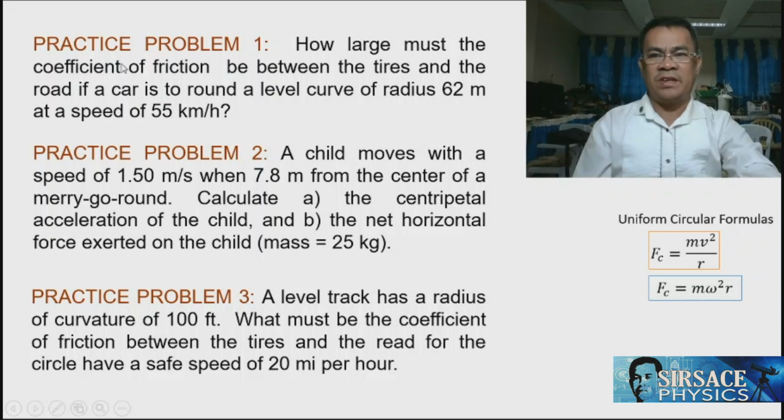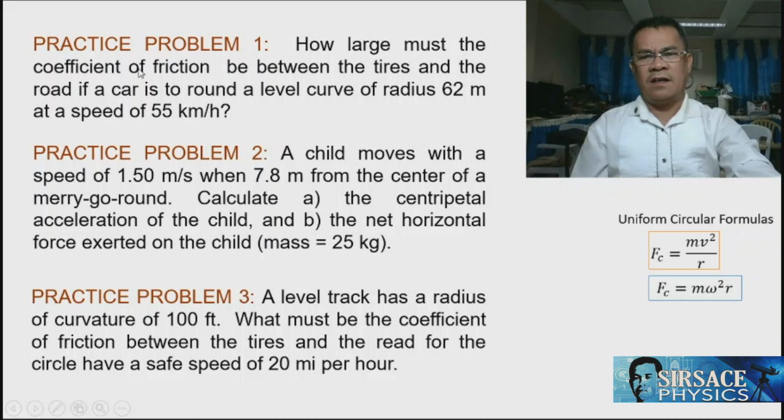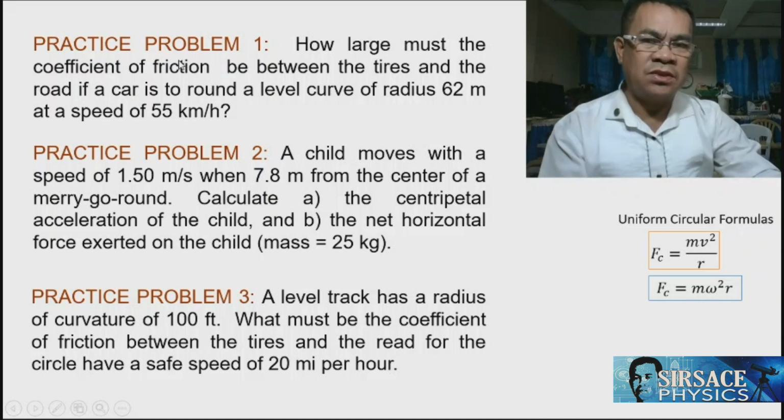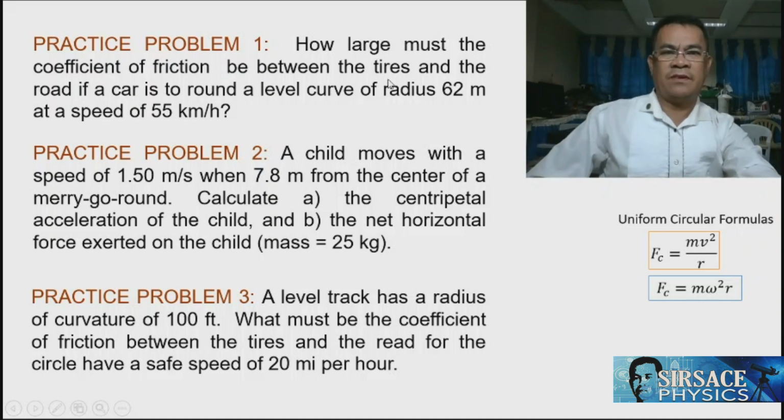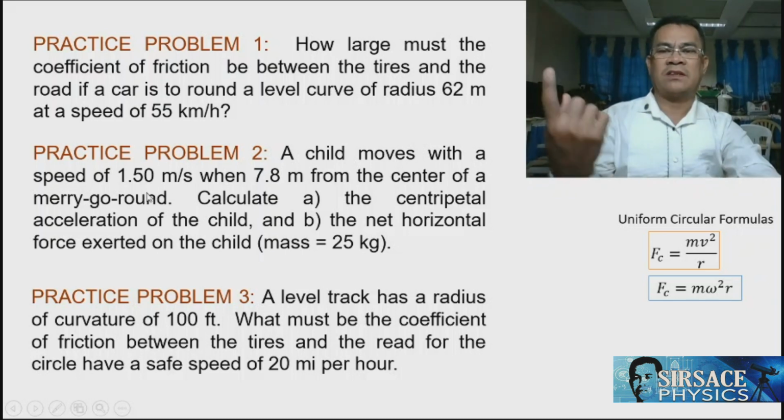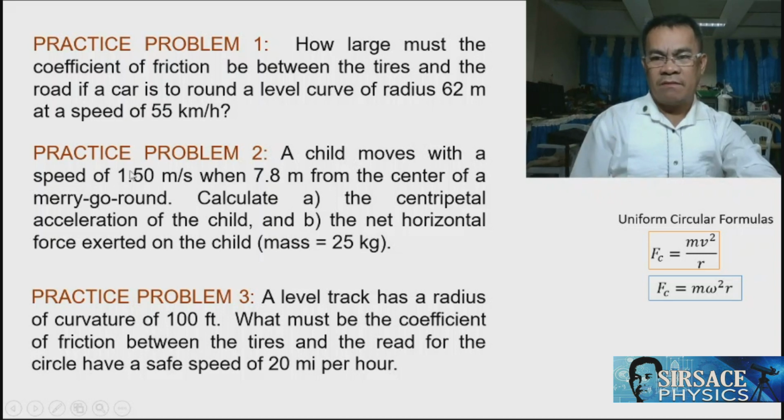Then take note that the coefficient of friction is dimensionless. There is no dimension of the coefficient of friction. So if everything is consistent, then you can go because there is no unit. Now, problem number 2 is talking about the merry-go-round. So it is a horizontal circle again, but there is no friction. Take note of that. But you are asked to solve for a centripetal acceleration.